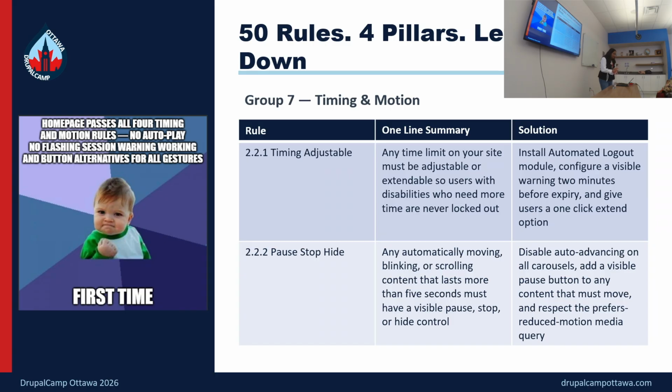Let's move on to the next one, that is 2.2.2, pause, stop, hide. Again, this is an important rule because we have carousel sliders that come under this. Any automatic moving, blinking, or scrolling content that lasts more than 5 seconds must have a visible pause, stop, or hide control. The solution is simple: either you disable the auto advancing on all the carousel sliders, add a visible pause button to that, and respect the preference reduce motion media query.